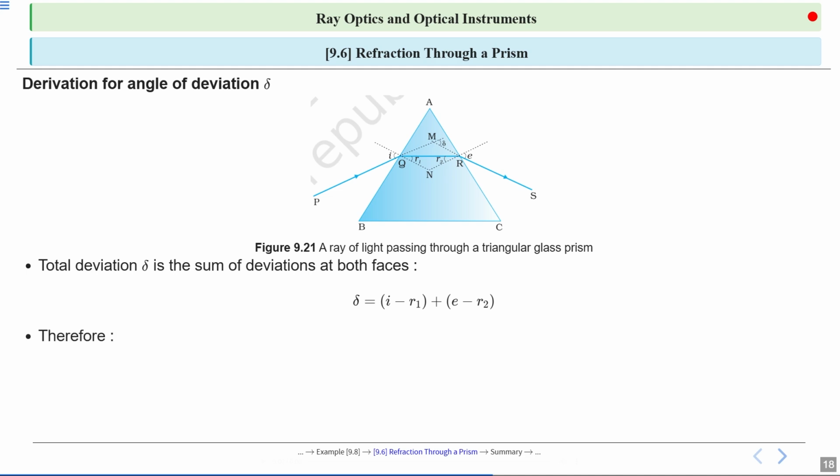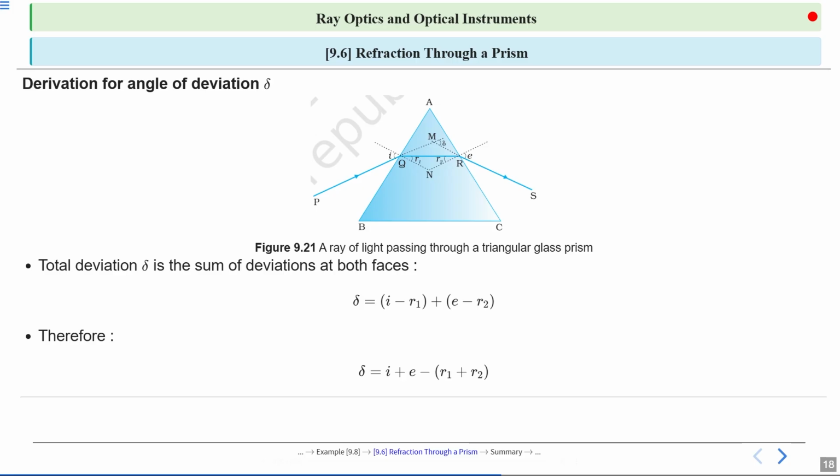So let's simplify the expression for the angle of deviation by rearranging the terms. We get delta equals I plus E minus (R1 plus R2). This formula shows us how the deviation depends on the angles of incidence and emergence minus the sum of the refraction angles. It's a neat way to see the relationship between these angles. So delta will be equal to I plus E minus (R1 plus R2) after simplifying it.